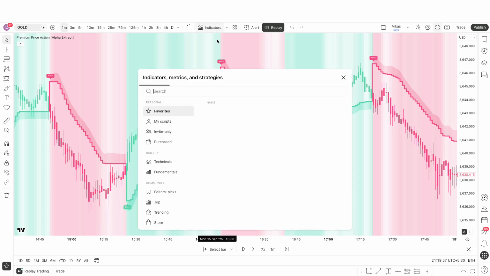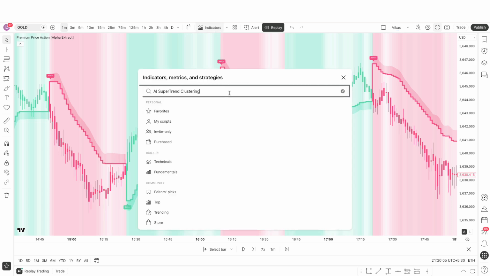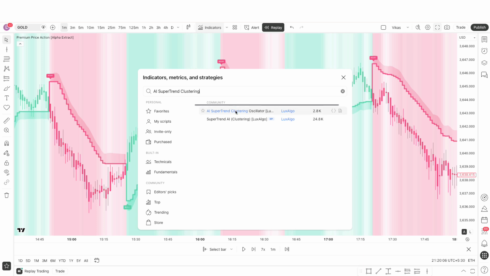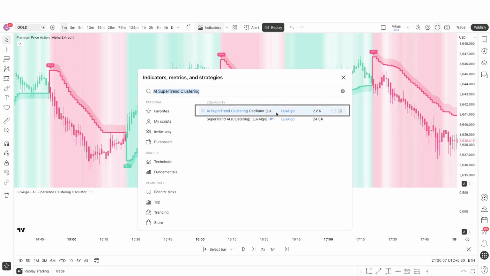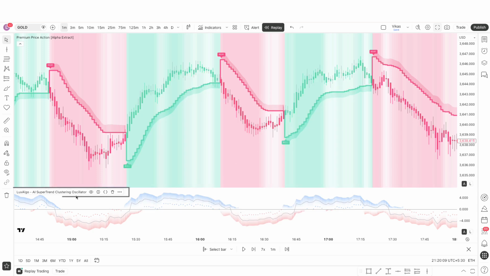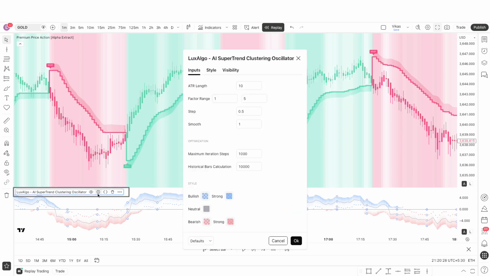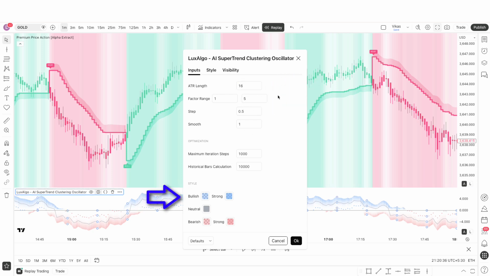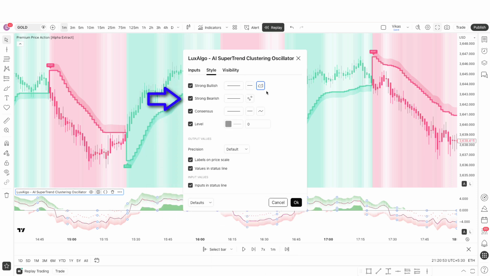Let's go to the Indicator Search tab, type AI Super Trend Clustering, and select the one called AI Super Trend Clustering Oscillator, created by Lux Algo. Now let's access the settings of this indicator so we can modify it to suit our strategy. We change ATR length from 10 to 16. Then change the bullish and strong colors, change the neutral color, change strong bullish circles to area, change strong bearish circles to area, and here everything is fine after that.